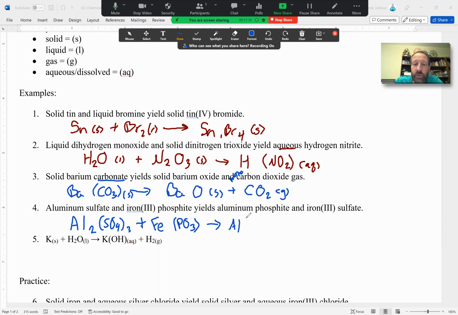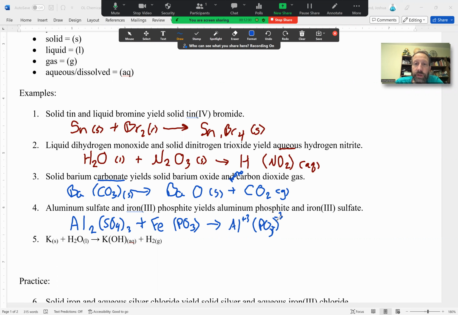So I have Al with a +3 again, because it was +3 on the left. It's +3 here on the right. Same thing. Okay. It stays the same again. Phosphites, again, a PO3. Okay, PO3 with a -3.